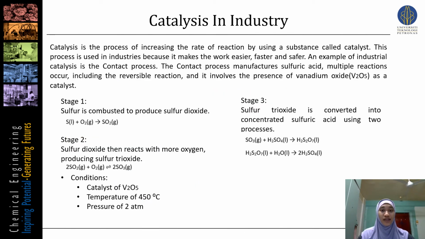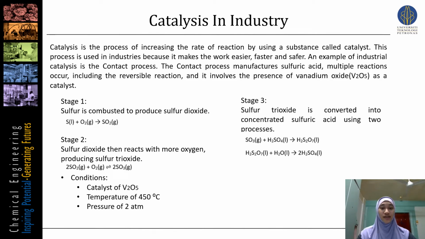Catalysis is a process of increasing the rate of reaction by using a substance called a catalyst. This process is used in industries because it makes the work easier, faster, and safer. An example of industrial catalysis is the contact process. The contact process manufactures sulfuric acid. Multiple reactions occur, including the reversible reaction, and it involves the presence of vanadium oxide as a catalyst.